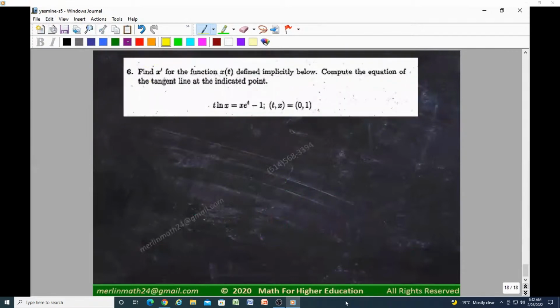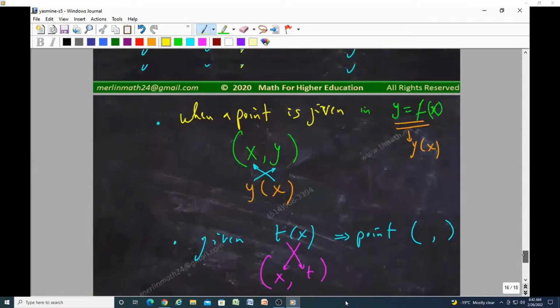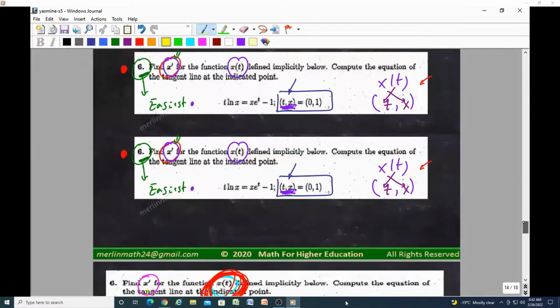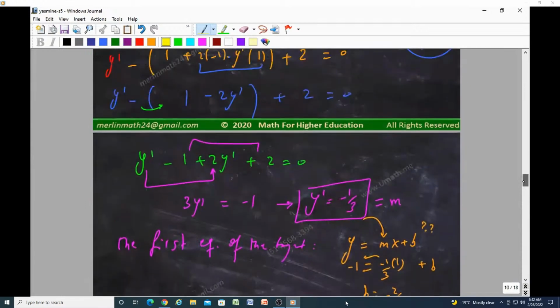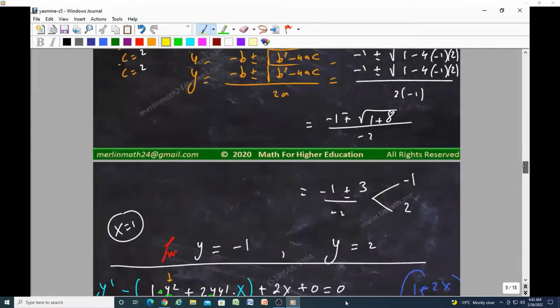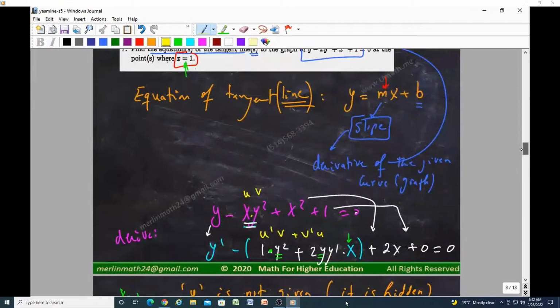Okay, so it says again, find x prime. Now the point is clear. Okay, so let me rewrite it. Now I want to ask you first. When we did the problem before, on the equation of the tangent, it was not about t and x, it was about y and x. Do you agree? We wrote too many.